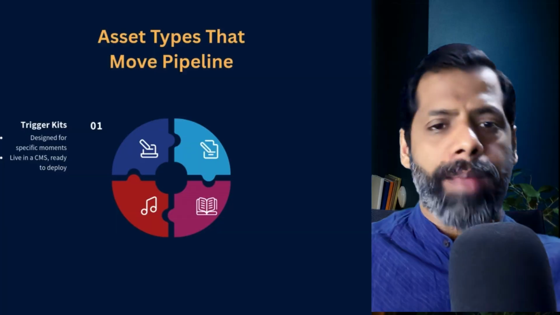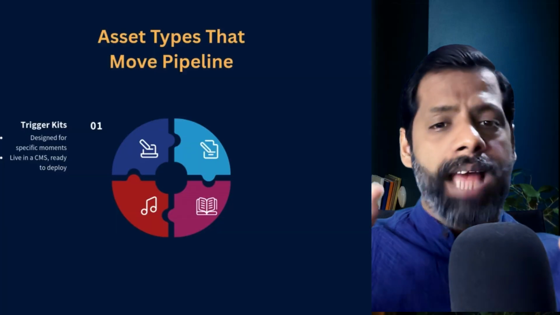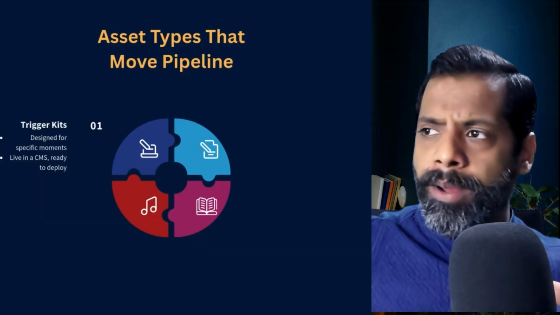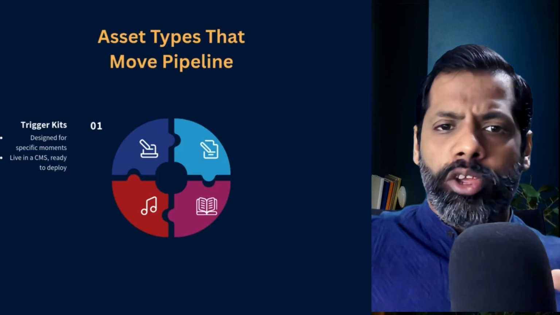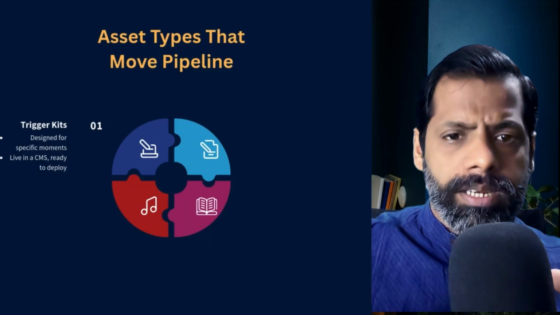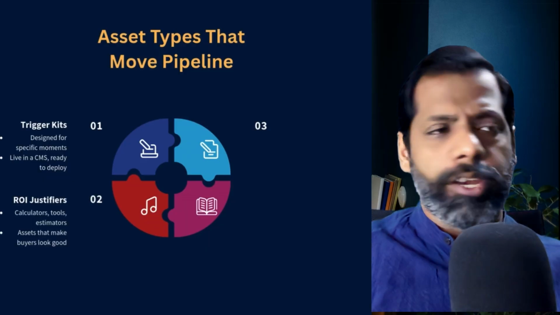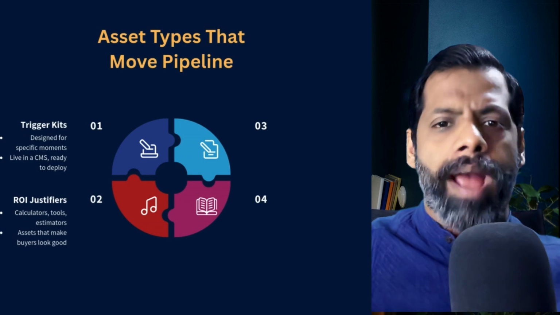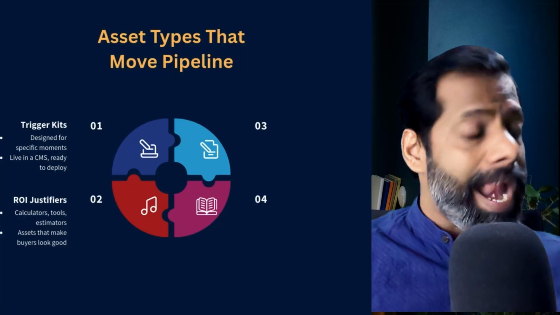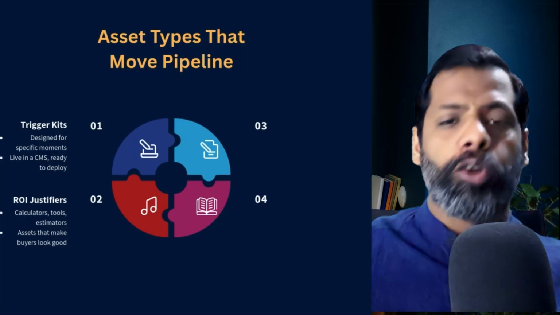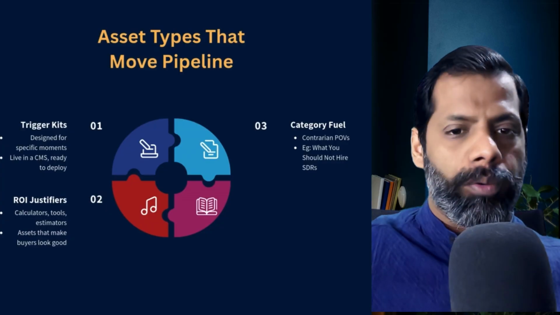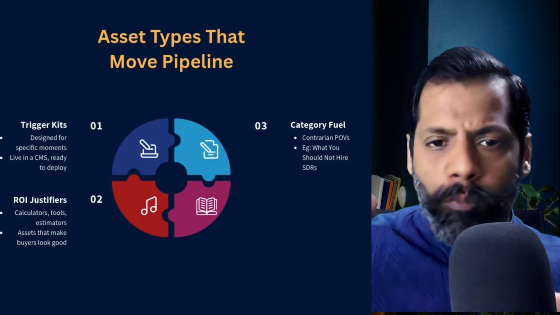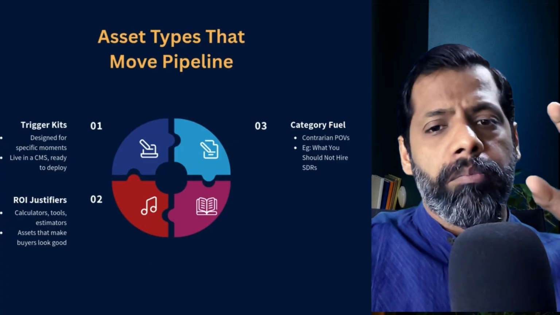Asset types that move pipeline: trigger kits, assets designed for specific moments like funding, layoff, competitor, or a new CMO hired. It has to be live in your content management system, ready to launch instantly. Then you have ROI justifiers: calculators, tools, estimators. These make buyers look good to their CFO. Category fuel: a contrarian point of view that destabilizes the status quo. Like, why your current approach is costing you $1 million.